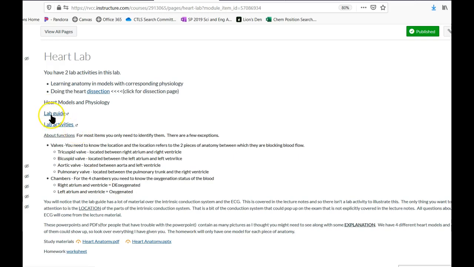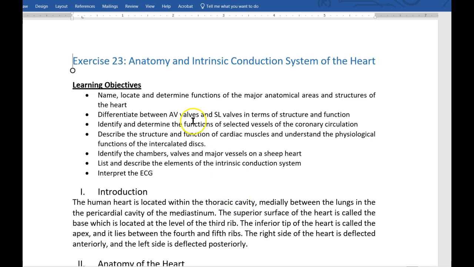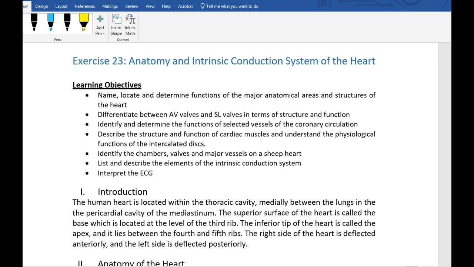So I'm going to use the lab guide, but I'm using the Word file because it's easier for me to annotate as we go through. So for the objectives, we are determining functions or identifying anatomical areas and structures in the heart. I will say, if I don't give you a specific function for something, in this screencast or in what's written in Canvas, you don't need to worry about the function of it.